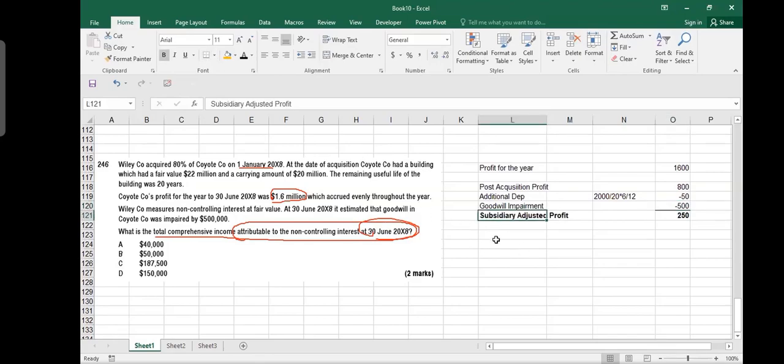And how much goes to the NCI? NCI is, I think, 20%. So 20% of that will go to NCI. So 250 times 0.2. This is your answer, $50,000. Pretty simple, not very difficult.